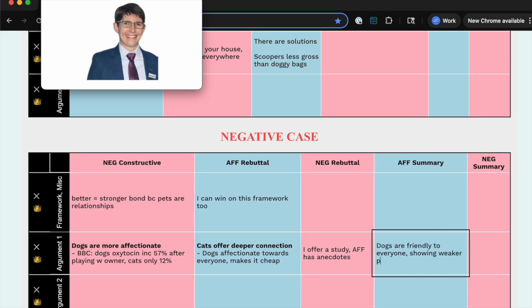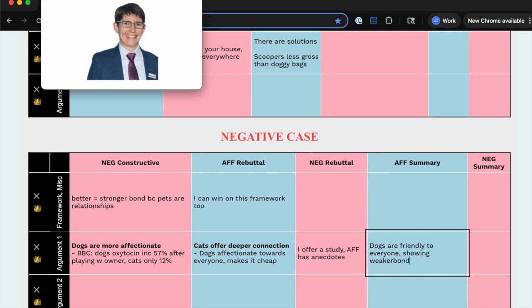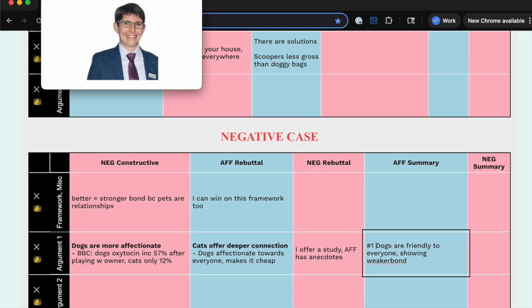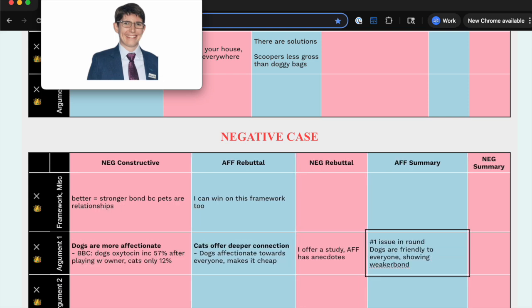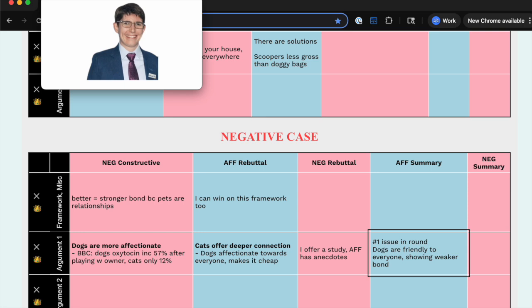And my opponent wants to make a strong case about the evidence. But that evidence only talks about oxytocin and admits that affection is just one part of what makes a strong bond. So that oxytocin level doesn't measure everything about the relationship.